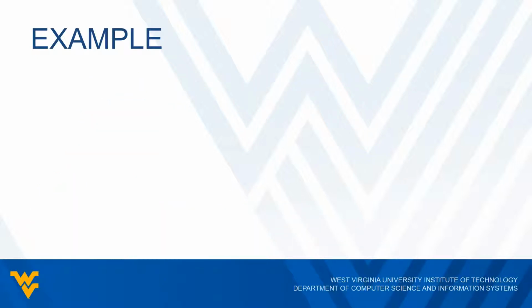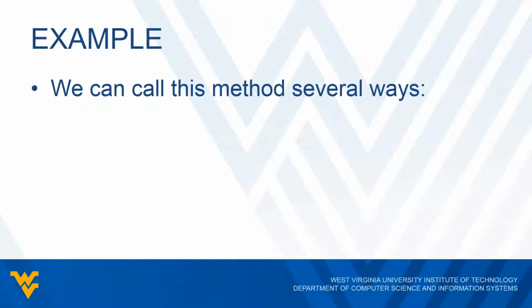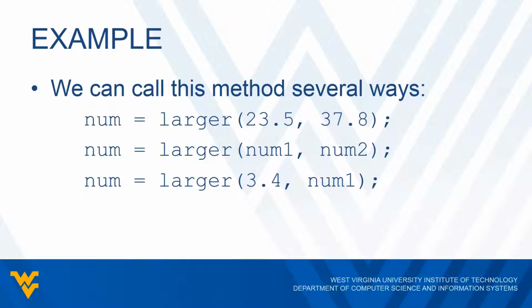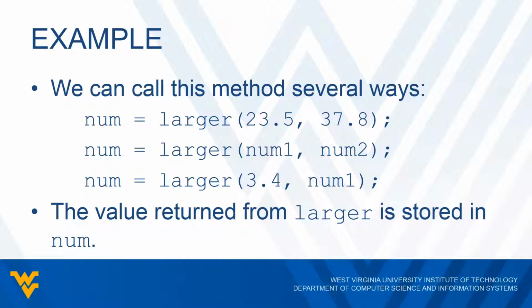So once we have our definition, we can call this method in several different ways. We can have larger where we pass two double values. We can pass larger where we have two double variables. Or we can even call larger where we pass one of the values being just a strictly double number and the other being a variable. So any of these work. And the value that's returned from larger would be stored in num because we see here we have an assignment statement. So larger would evaluate to some number. So we can kind of think of taking the result of larger and replacing it with that result, and then that gets stored in num.